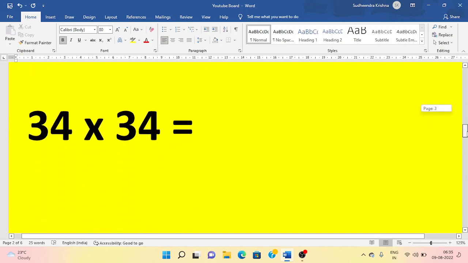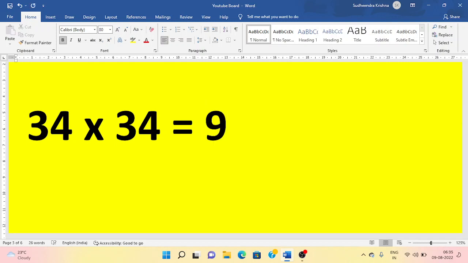Let us take another example. You have the number 34 into 34. You have to find the square of 34. So in the number 34 you have two digits. On the left side you have 3 and then on the right side you have 4. First find out the square of 3 and 4. 3 square is 9. Put it on the left side. Now 4 square is 16. So put it on the right side.